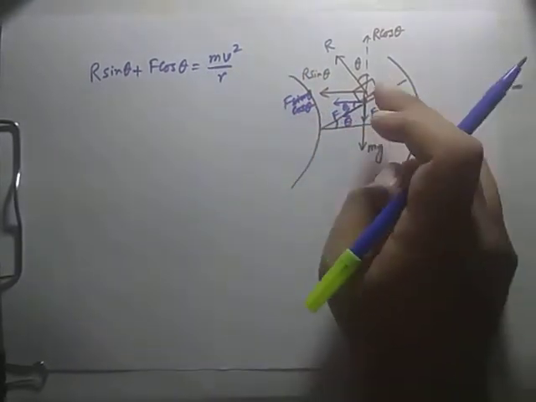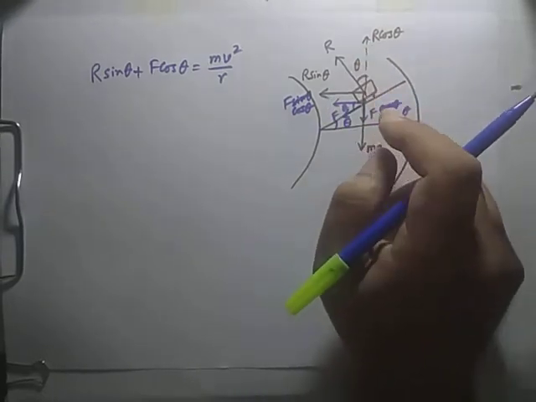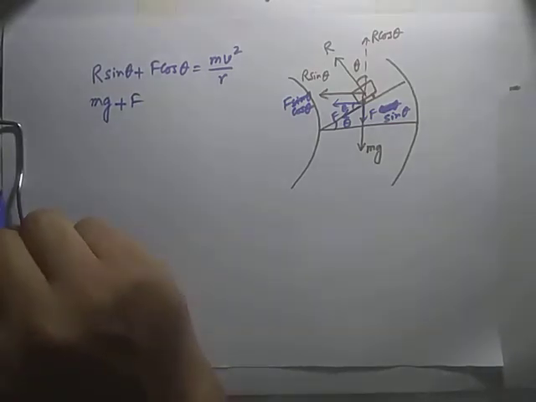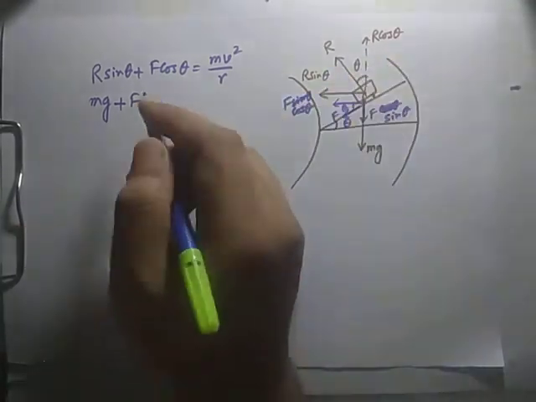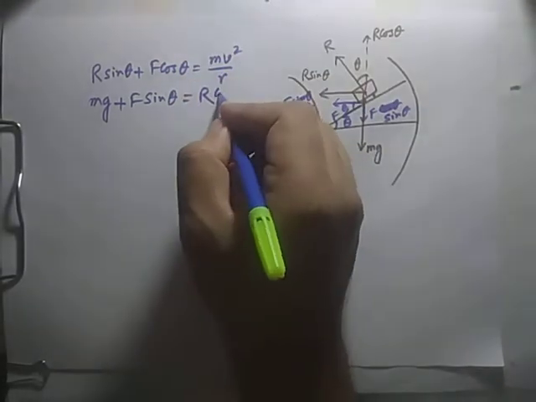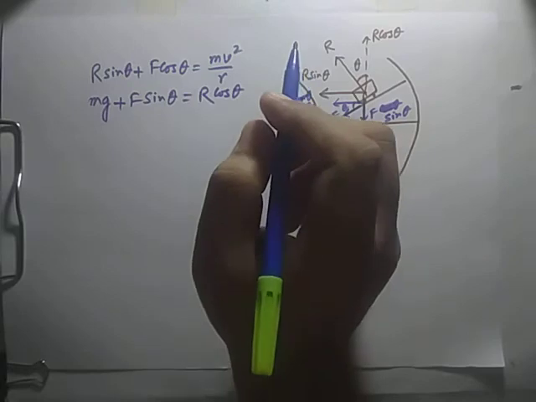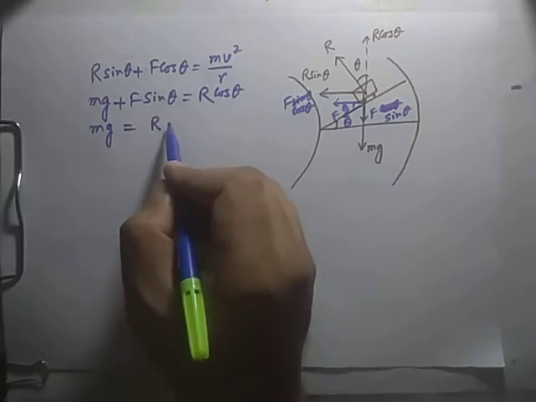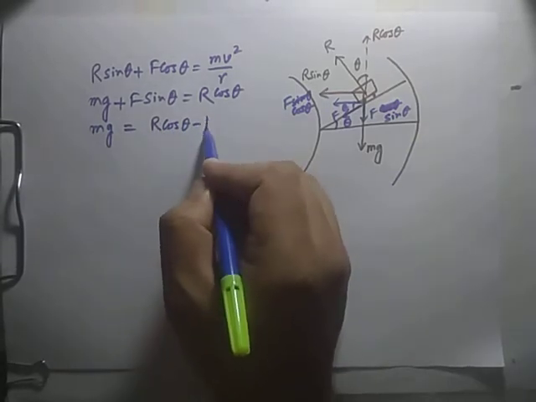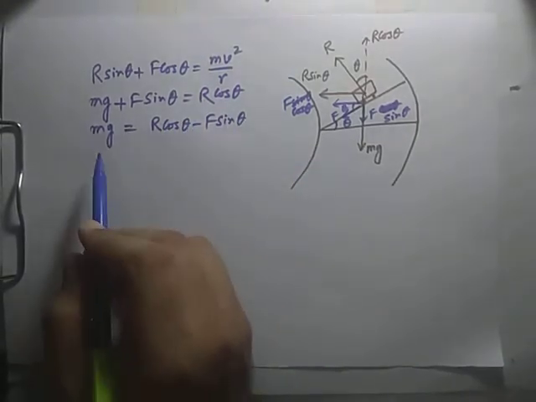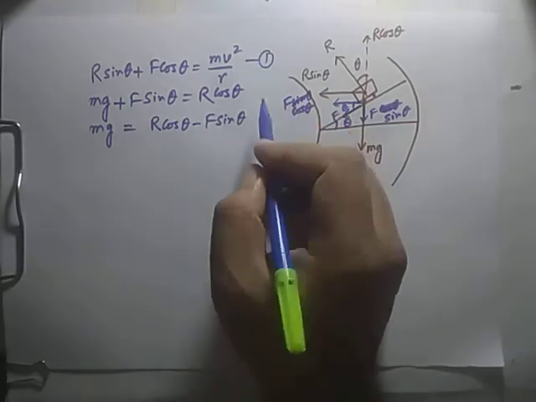And if I resolve that vertical component, from here we can write that mg plus f sin theta, which is in the downward direction, is equal to R cos theta. So from here you can find out mg is equal to R cos theta minus f sin theta. Now we divide equation 1 by equation 2.